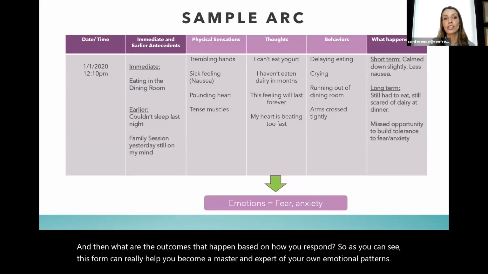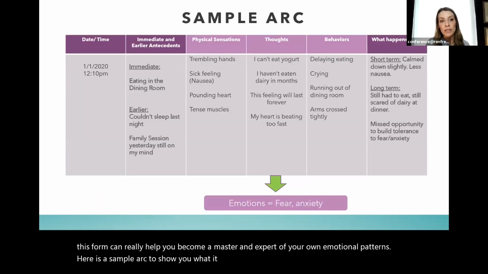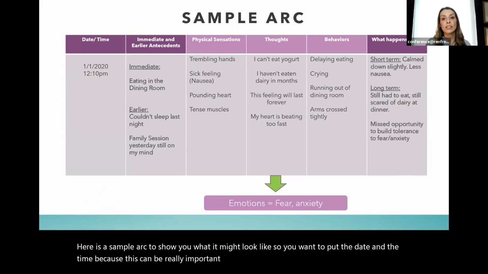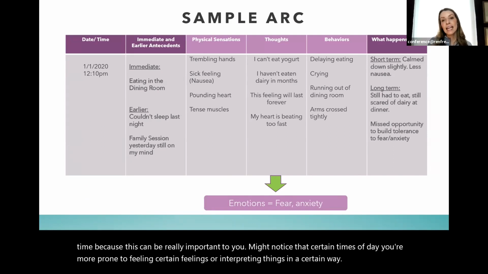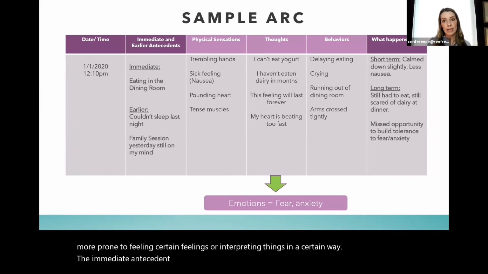Here's a sample ARC to show you what it might look like. So you want to put the date and the time because this can be really important too. You might notice that certain times of day, you're more prone to feeling certain feelings or interpreting things in a certain way. The immediate antecedent is what just happened to trigger on that emotion.